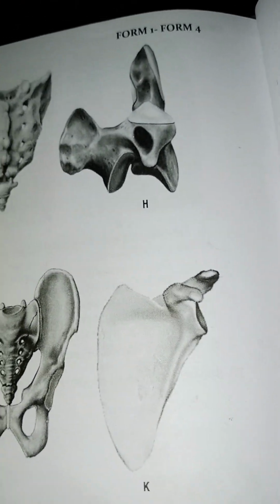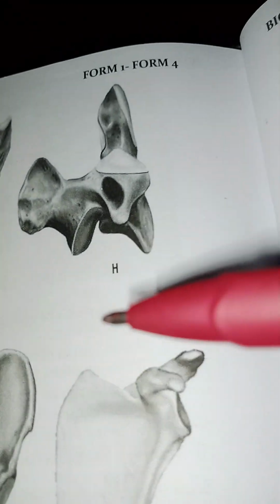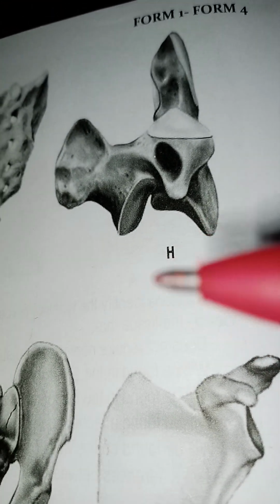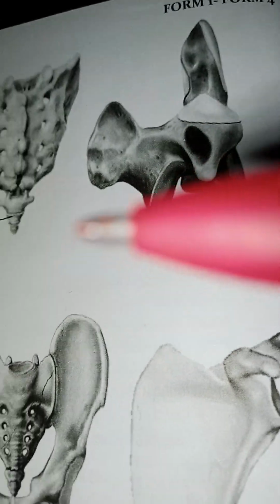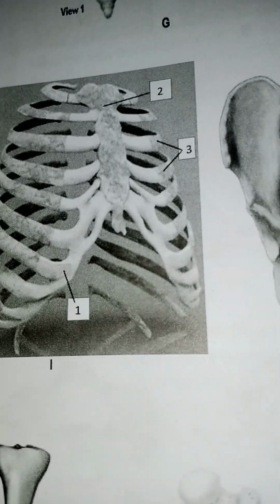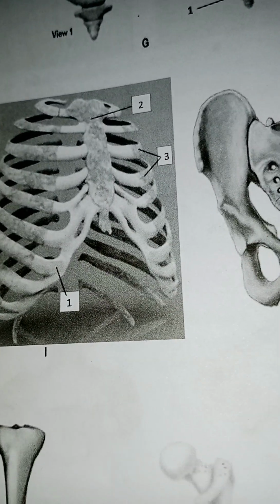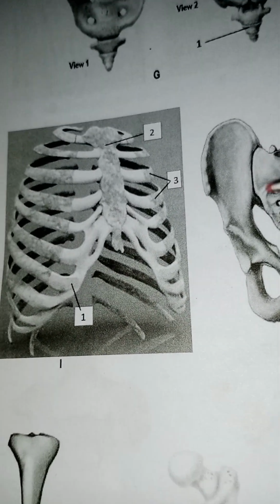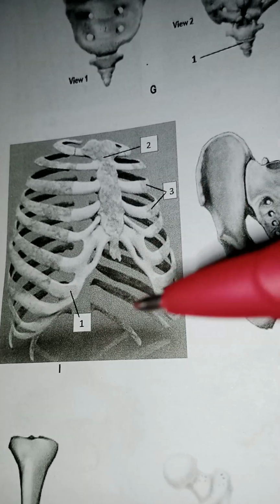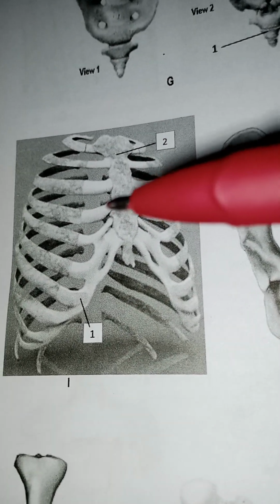Then we move on to the bone here, bone H. You can clearly see that this is an innominate bone that will be part of the pelvic girdle. Let us look at this other diagram here, photograph I. This is the thoracic region. The thoracic region is made up of the rib bones, the rib cage, and the sternum. The rib cage is a collection of rib bones, and then we have the sternum here, or the breastbone.